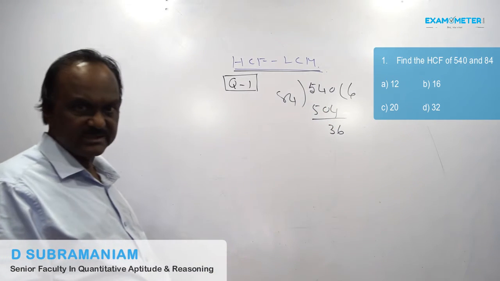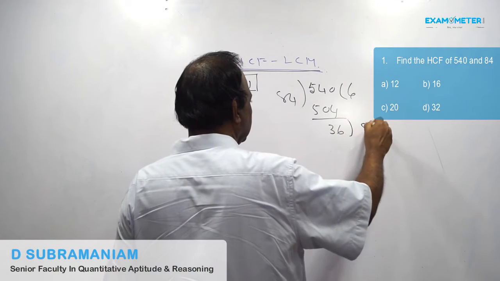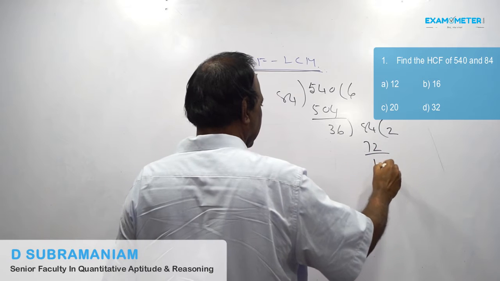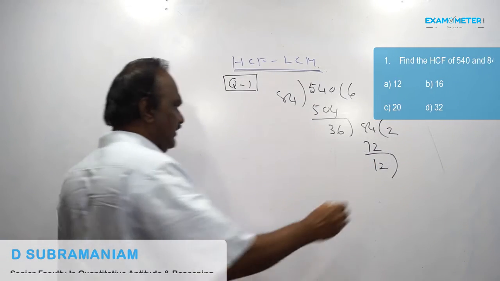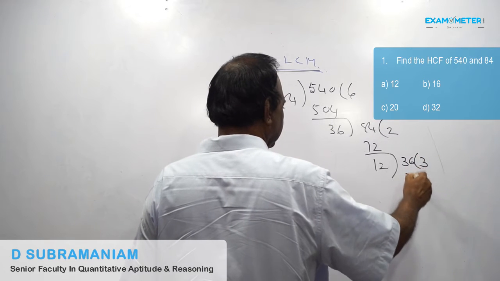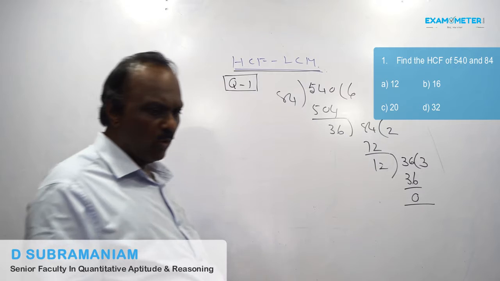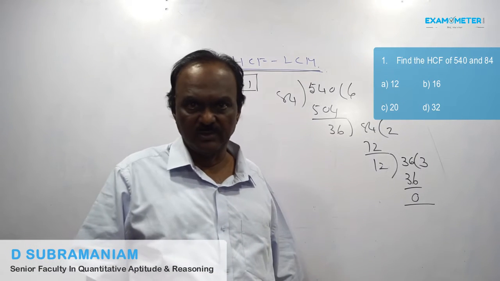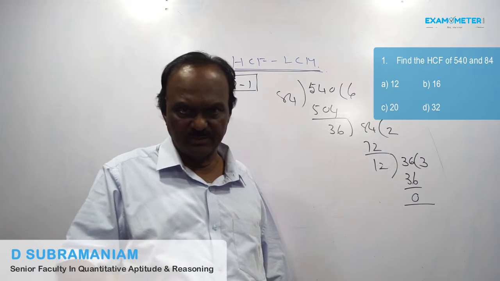Remainder is 36. With this remainder 36, divide 84. Remainder is 12. With this remainder 12, divide 36. You should go on dividing until the last remainder is 0.